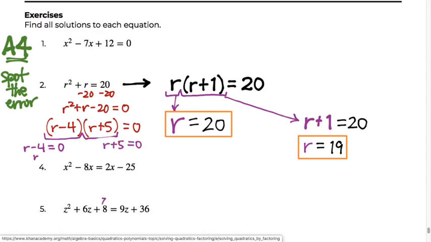Yeah, right. So one of my factors is r minus 4. I set that equal to 0, and I solve and get r equals 4. And then my other factor, r plus 5, I solve that for r, and r is negative 5. Yep, there we go. Okay, cool.